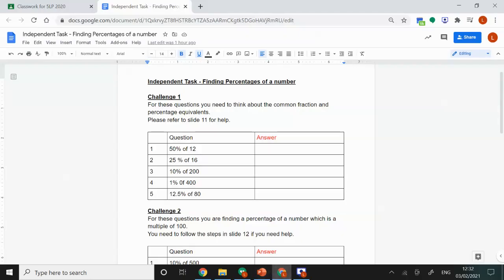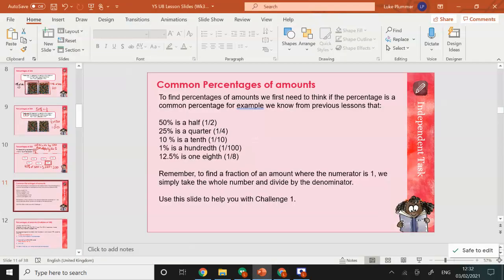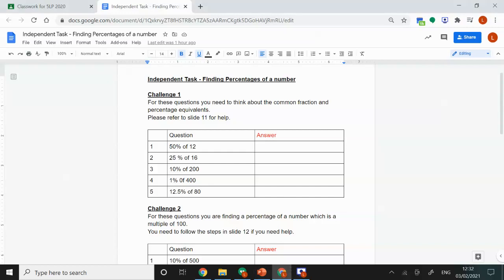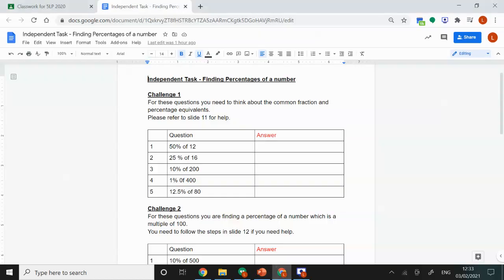Challenge 1 is all about recognizing those common fraction percentage equivalents. I've written them out for you here. 50% is equal to a half. Look, that is going to be useful information for the first question. What I'm trying to find is half of 12. 25% is equal to a quarter. What I'm trying to do is find a quarter of 16, and so on and so on.